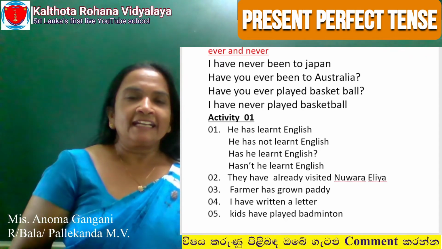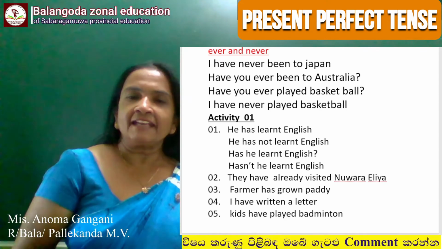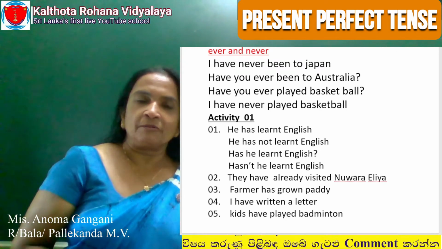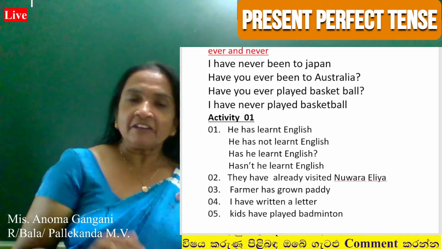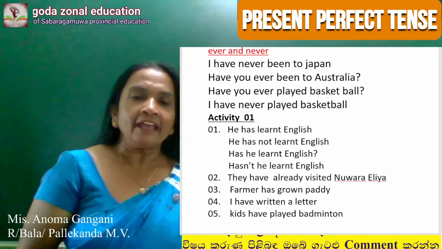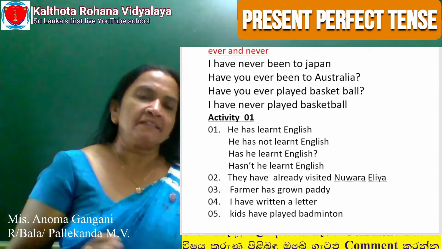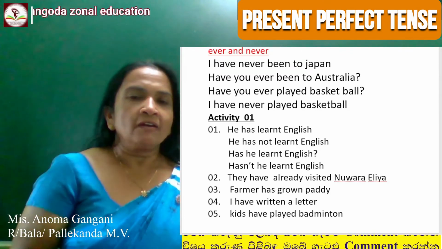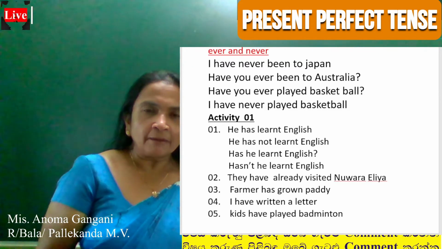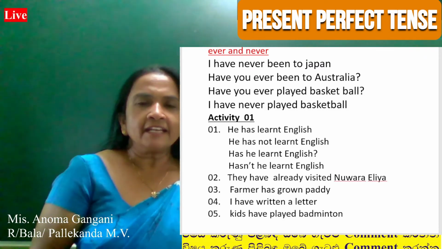Then here, question. Have they already visited Nuwara? Here, negative interrogative one. Haven't they already visited Nuwara? A question mark should be there, right? Question, negative and positive and negative interrogative, right? Then next one.